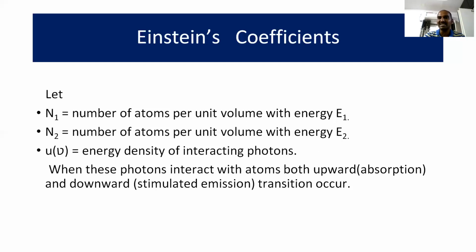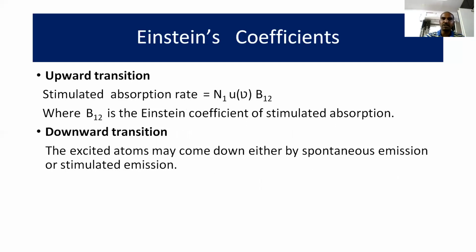And U nu is nothing but the energy density of the interacting photons. That means these photons interact with atoms in both upward and downward directions, the absorption process and the emission process. During the upward transition, that means during the absorption process, the stimulated absorption rate is N1 U nu B12. What is N1? The number of electrons present in the ground state. U nu is how much external energy you are going to give to the electrons. B12 represents the process of absorption, which takes place from state 1 to state 2. Here B12 represents the Einstein coefficient for the absorption process.